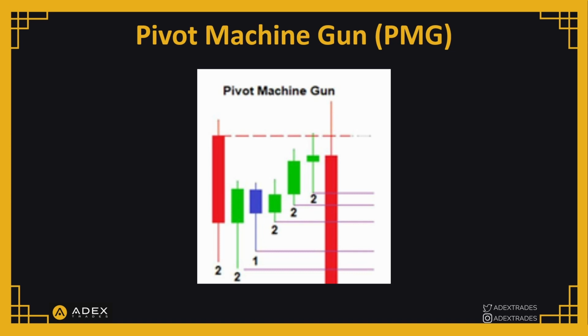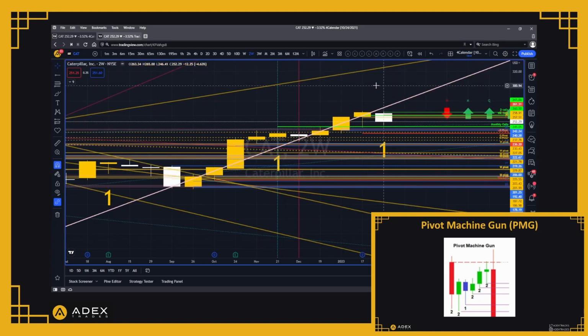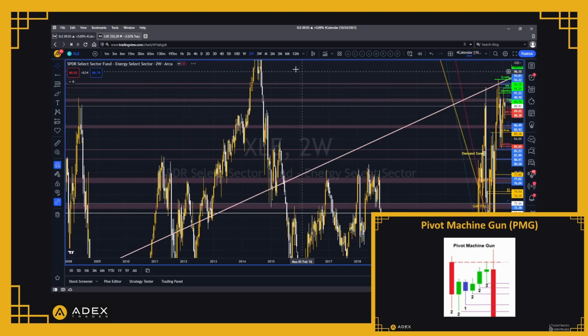Okay, so this is a broadening formation that I drew. I don't remember on what time frame, right? But we're not seeing the chart. Oh, sorry, my apologies. Okay. Let me go to XLE. XLE. Okay.